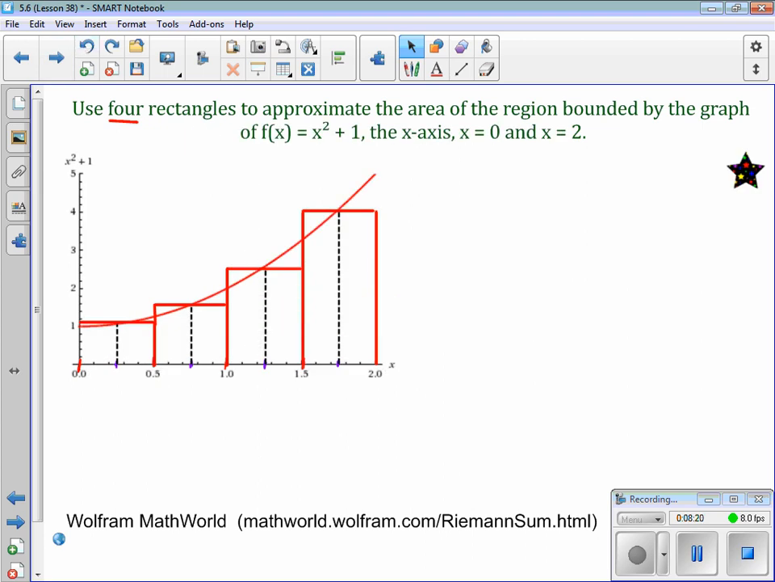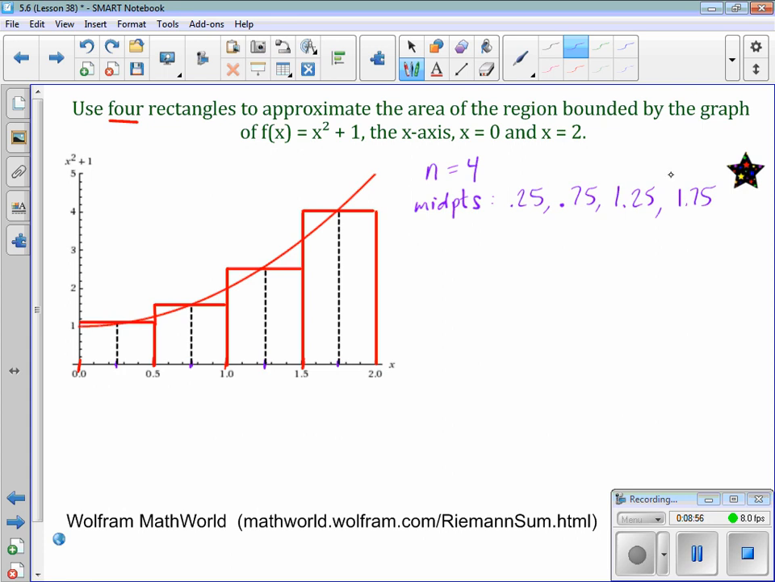It's a little trippy. Okay, so let's go ahead and try to actually come up with what our area is. So I'm using obviously 4 rectangles, so my n equals 4, right? And I'm going to write what my midpoints are here quick. So they were at 0.25, 0.75, 1.25, 1.75. So those are a couple important things to get noted there.